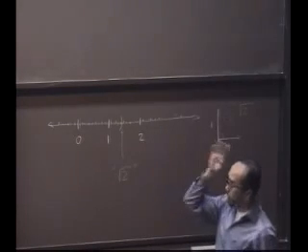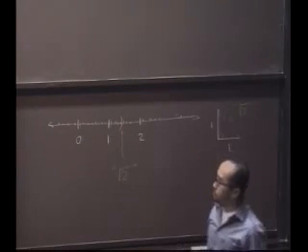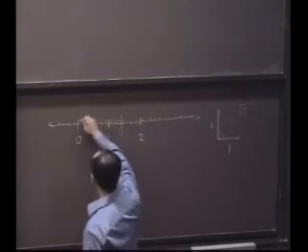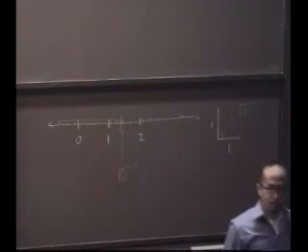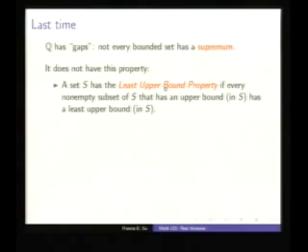One of the problems with the rationals is that the fact that it has gaps points out the fact that not every bounded set has a supremum. In particular, this set of rationals to the left of this particular point does not have a supremum. It does not have a least upper bound. That's what supremum means. So we noted that the rationals don't have what's called the least upper bound property. A set has a least upper bound property if every non-empty subset that's bounded above has a least upper bound.